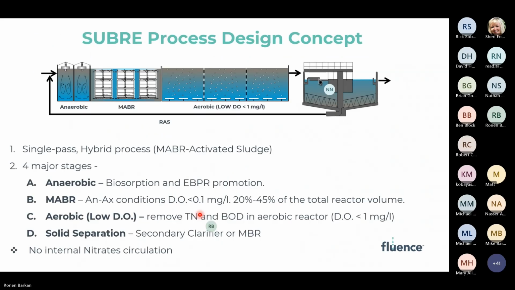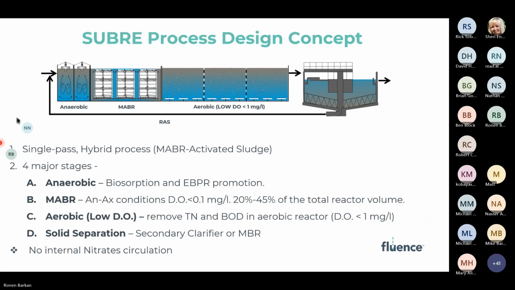A few words about the SUBRE process design concepts, just to help you understand better what it is. First is a single pass hybrid process, as I mentioned. Single pass means that we have only RAS coming from the solid separation. It can be a secondary clarifier or UF membrane, call it MBR, but we don't have any internal circulation. So once the mixed liquor comes to the anaerobic zone and passes through the whole bioreactor, it doesn't need any internal recirculation.